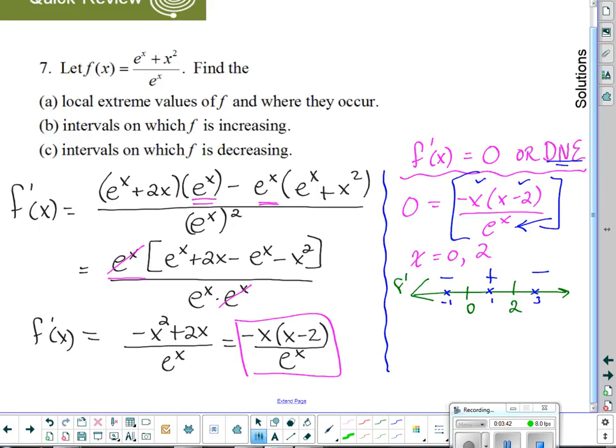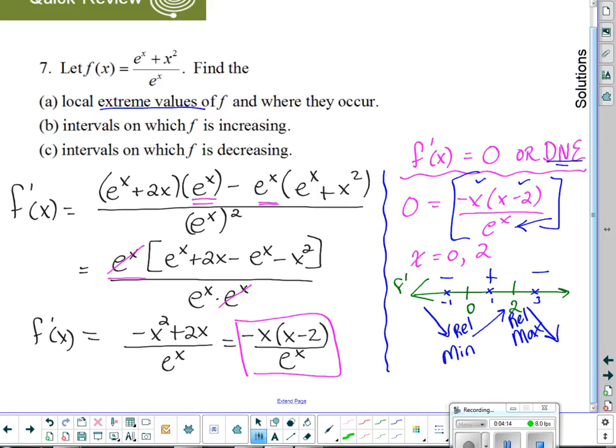We now can determine that this is a decreasing function from negative infinity to 0, increasing function between 0 and 2, and decreasing function after 2, so 2 to infinity. I then can spell out what the extreme values are. We have a relative min, and then a relative max because it's going up and falling after it. And that kind of completes it.